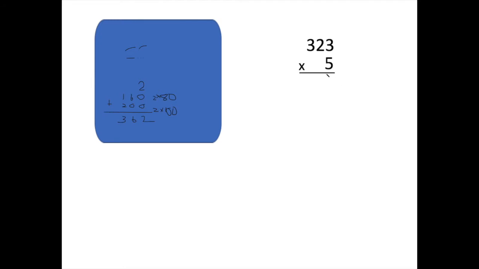So 323 times 5. So we're starting in the ones place. So technically what we're having here is 5 times 3. Well, what is 5 times 3? The answer to that is 15. Make sure that we're writing in our place values. Okay, finish the ones place. Now we're moving on to the tens place.